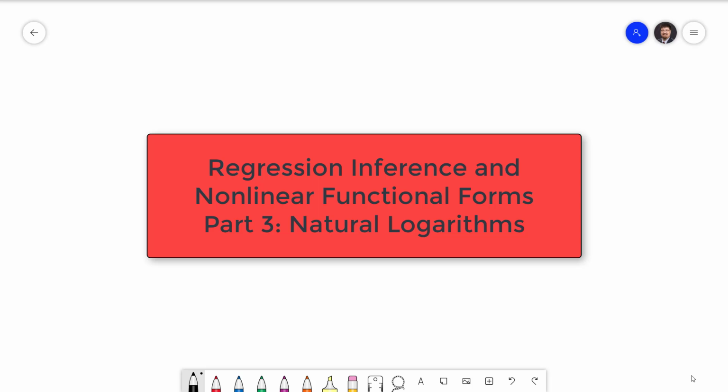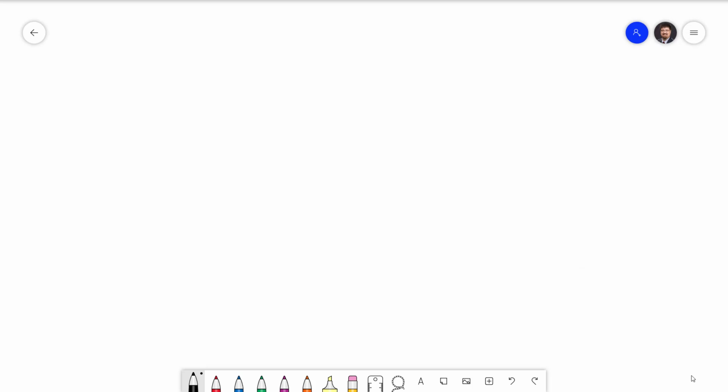In this video we're going to look at how to incorporate natural logarithmic functional forms into a regression. Up until this point, all the regressions that we have run have imposed a strictly linear relationship between variables. When x goes up by 1, y goes up by beta 1, no matter what the current value of x is. That relationship always stays constant. In reality, things often don't work that way.